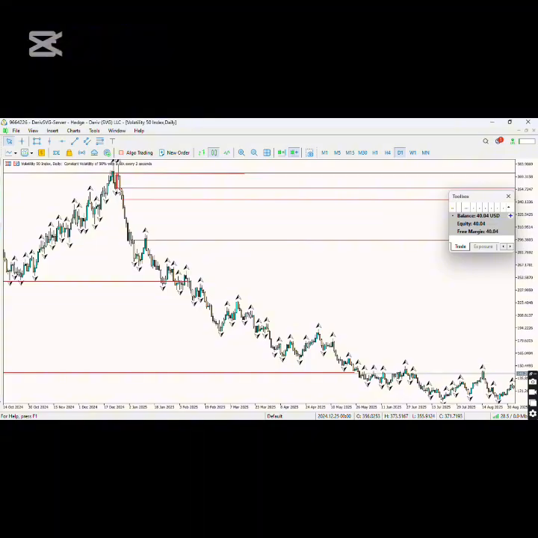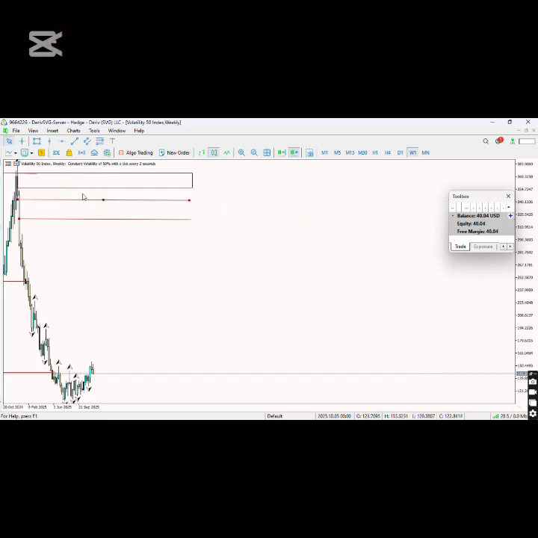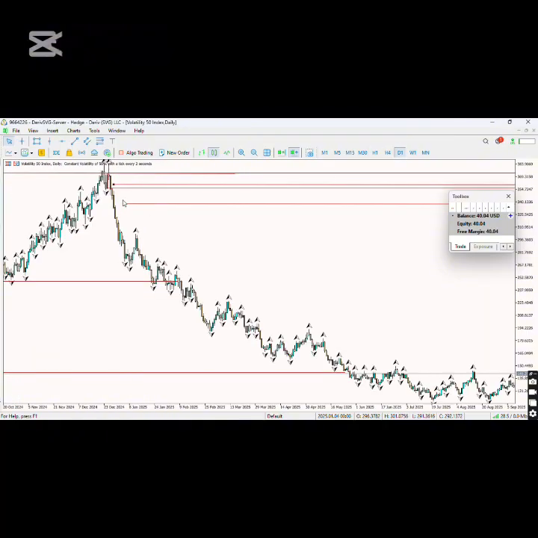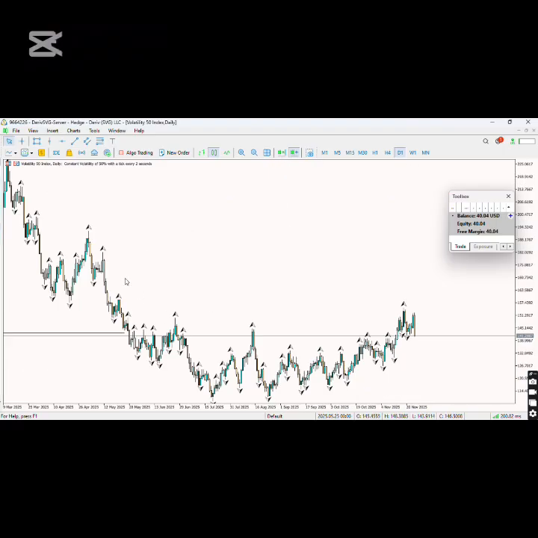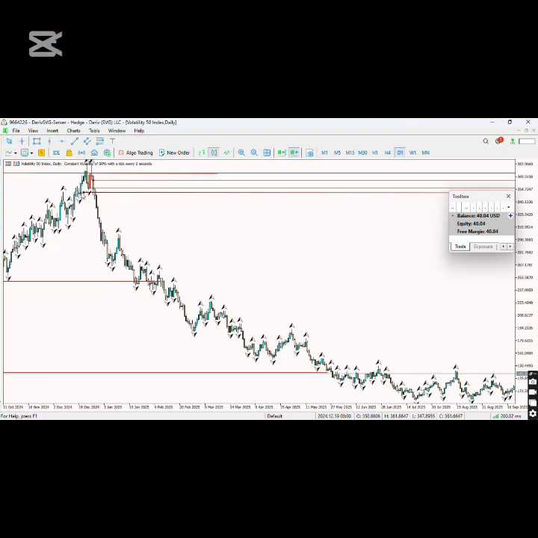Okay, this is our daily order block, and this is our imbalance. Let me move it from the weekly somewhere here. Go back to the daily. Okay, zoom in.